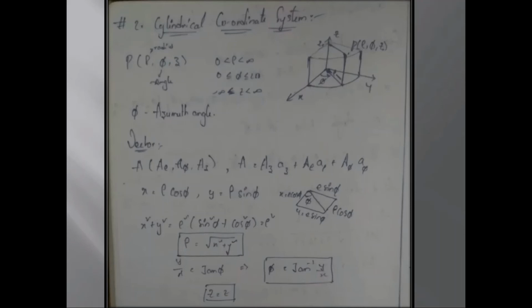Similarly, if we take the x and y values and divide them, tan φ occurs, as sin φ by cos φ is tan φ. So the φ value is equal to tan inverse of y by x, and z remains the same. For the cylindrical coordinate system, these are the conversions.